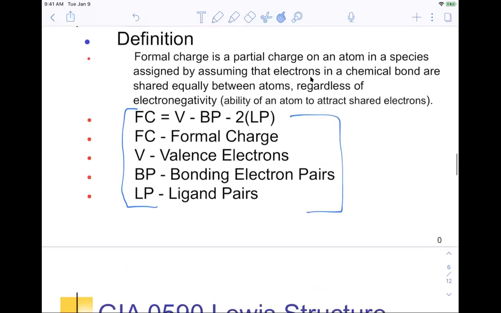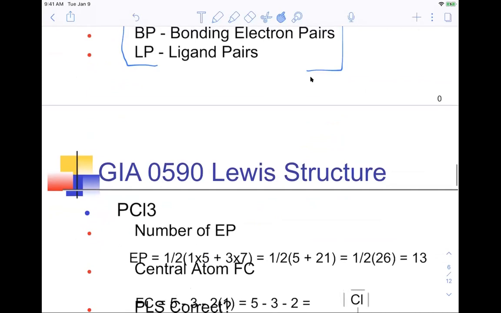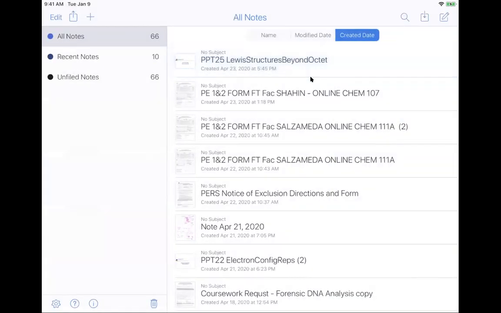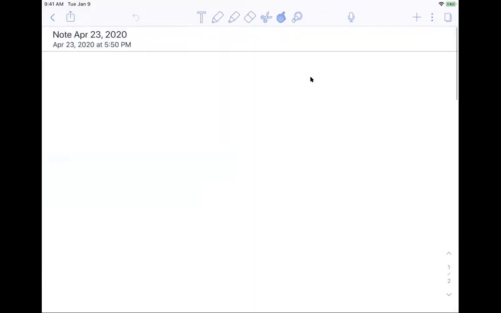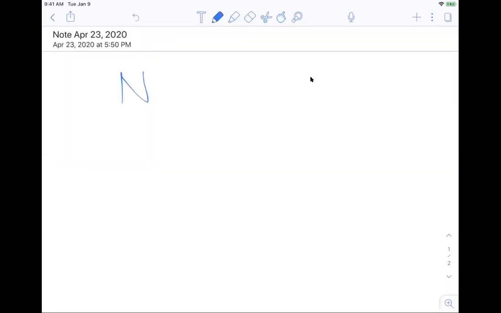Okay, so let's go ahead. I'm going to make a new note and we're going to talk about some specific dot structures. So let me go back here and create a new note. All right, let's pick a dot structure. Let's pick NO2, nitrogen dioxide. Let's say I asked you to draw the dot structure for nitrogen dioxide. You would look at that and say, okay, I know how to do that.